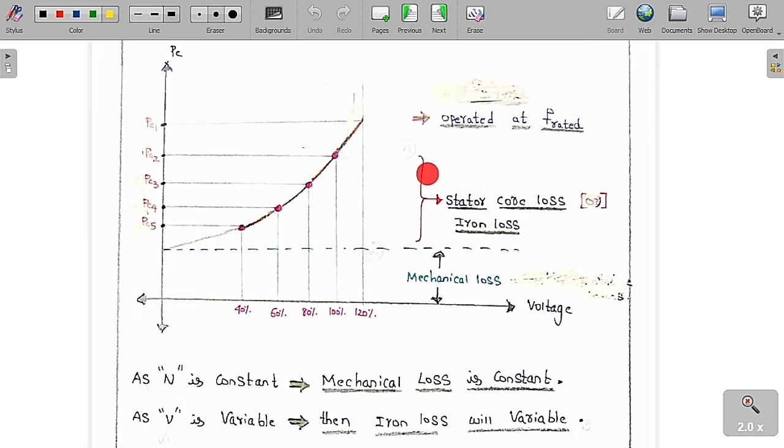This is the point you always have to remember. As the speed is constant, the mechanical loss is constant. As V is variable, the iron loss will be variable. So we can easily get the mechanical losses with this interpolation.